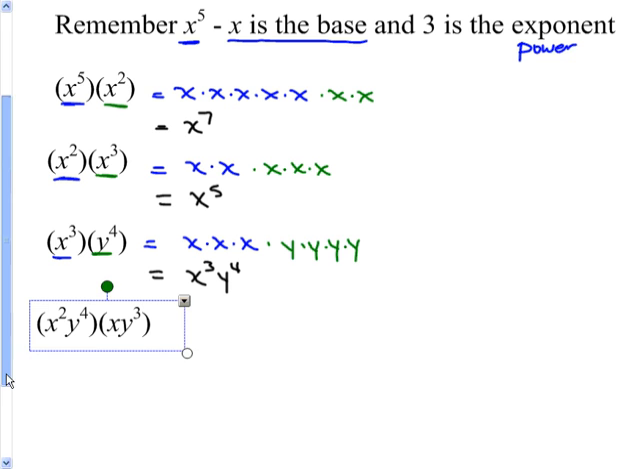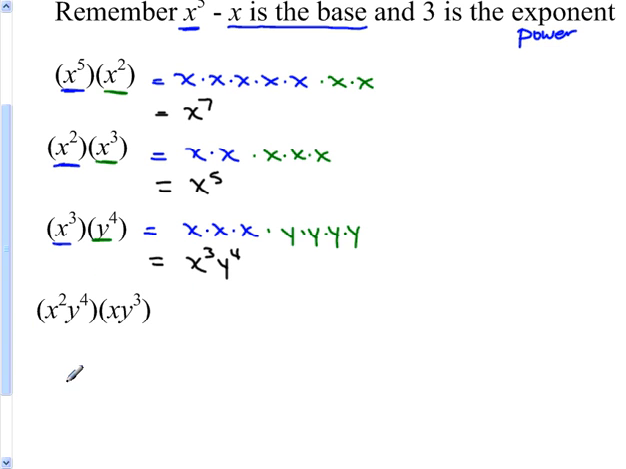Now let's look at this last one. Again, I'll represent the first one in blue. I've got 2 x's and 1, 2, 3, 4 y's. And in this next one, I have an x. Now, what's the power there? Well, that's really just a 1. It just means there's 1 x there. Normally, when it's just a single x like that, we don't write the power, but think of it as 1. And I have 1, 2, 3 y's. So if I combine that all together now, I'd have 1, 2, 3 x's multiplied together, and 1, 2, 3, 4, 5, 6, 7 y's.